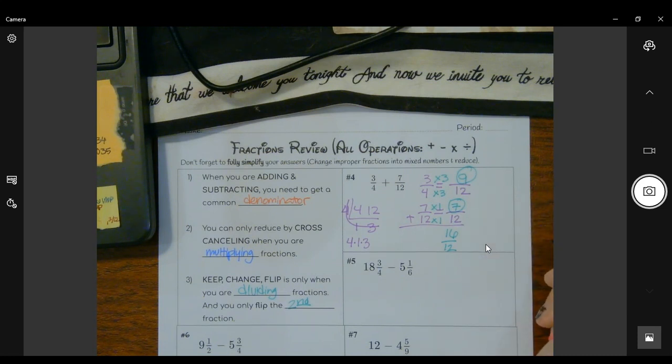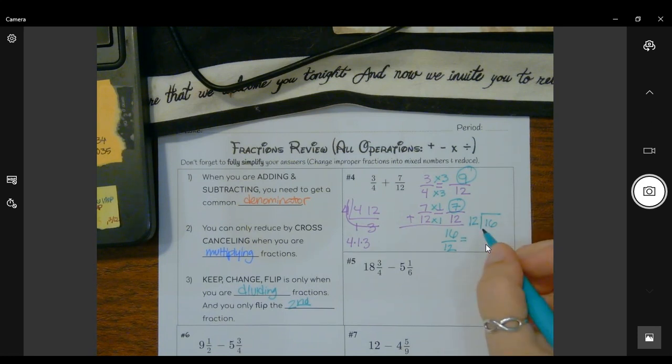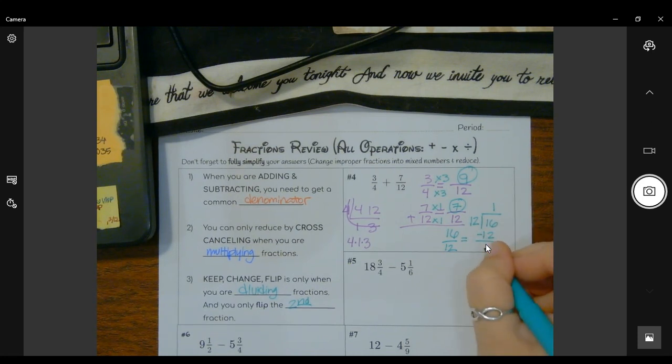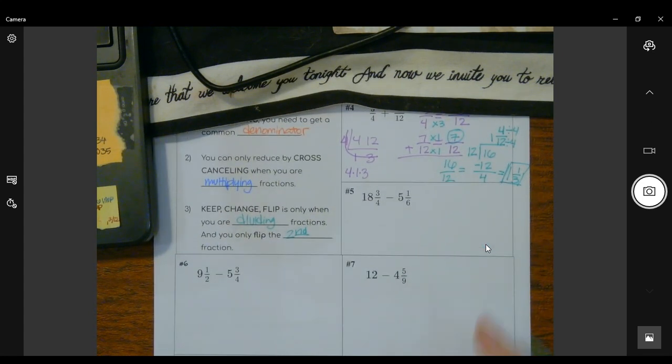The last thing you want to do is look to see if you can simplify, which we can't leave this improper. So I'm going to take the top number, 16, and divide it by the bottom, 12. How many times does 12 go into 16? Once. And when you subtract that, you get a remainder of 4. So I put my remainder 4 over what I divided by, which was 12. Then always ask yourself if you can reduce it. You can reduce this by 4. So your final answer is 1 1/3, because 16 over 12 is equivalent to 1 1/3. Remember that a fraction is literally saying the top number divided by the bottom number.